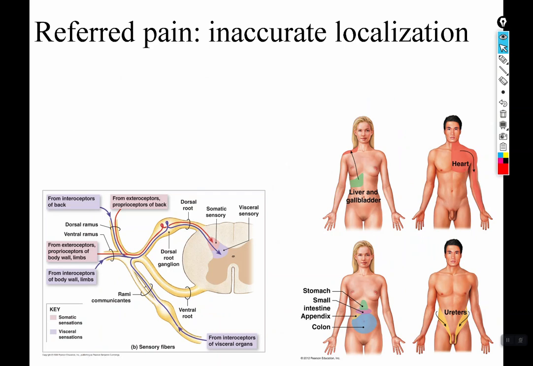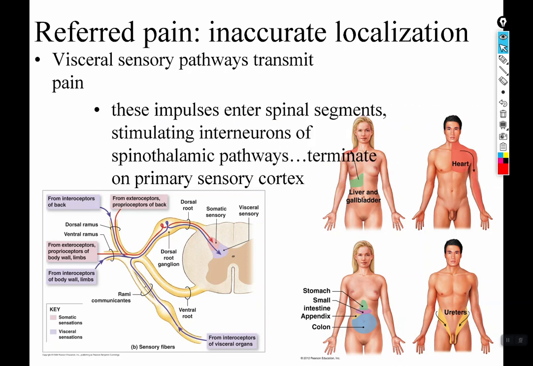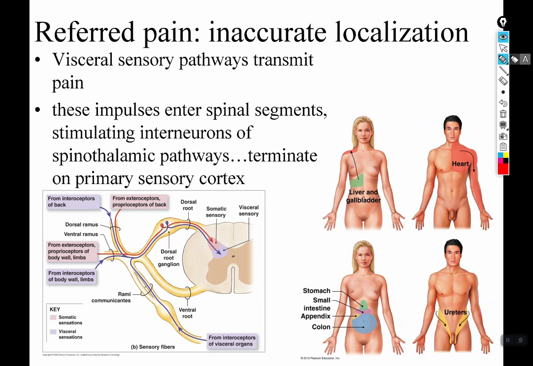So referred pain, again, is inaccurate localization, and here we have a more close view of the dorsal horn of the spinal cord, which I mentioned just a moment ago. If we zoom in and look, we can see that the somatic sensory receiving area and the visceral sensory receiving area are right next to each other, and presumably their surrounding extracellular fluid is shared, so it's possible for accidental excitation.